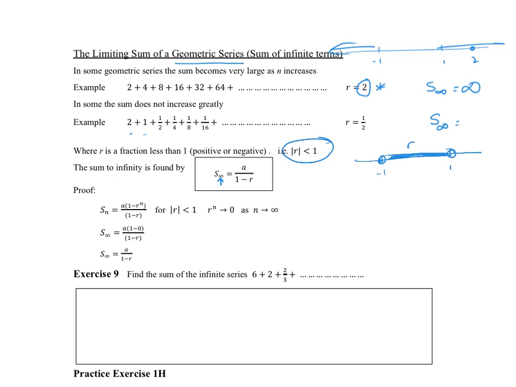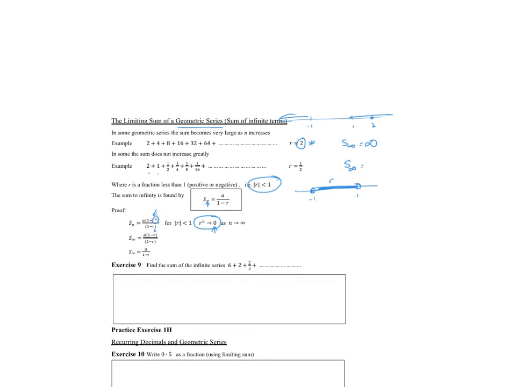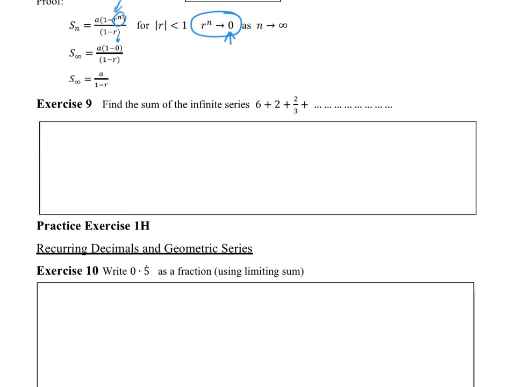The proof here is because when r is less than 1, remember the r goes in the bracket. And what happens to this, if I've got a fraction like half to the power of a million, you'll get a number that's so close to 0. So as n gets really big, r to the n gets close to 0, so that just becomes 1 on the top. So that's where the formula comes from. So let's see how we work this out.